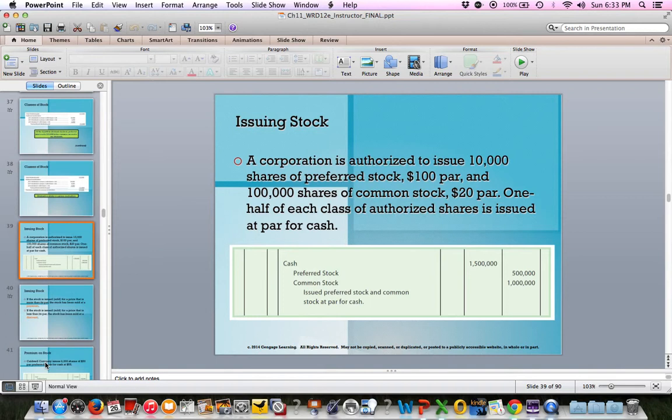And so you can see here they're going to issue 5,000 shares of preferred, and it's basically $500,000. 5,000 shares times 100 is my 500,000, and then 50,000 shares of common stock at $20 is my $1 million. So just keep in mind the entry to issue stock at par. This is at par for cash. So I debit cash, credit preferred stock, and credit common stock. So that's an entry that will definitely come up when you do the homework.